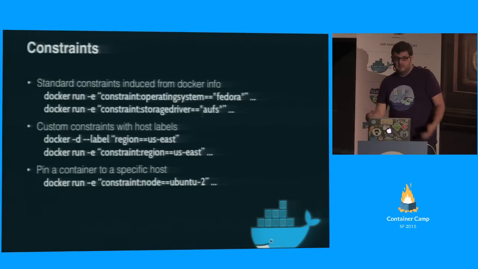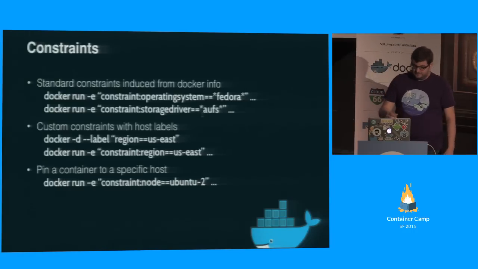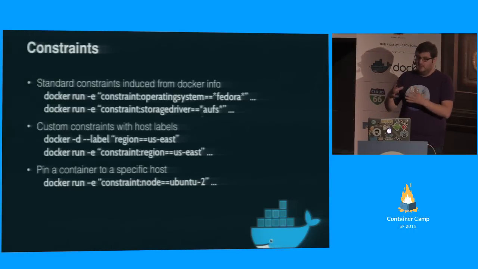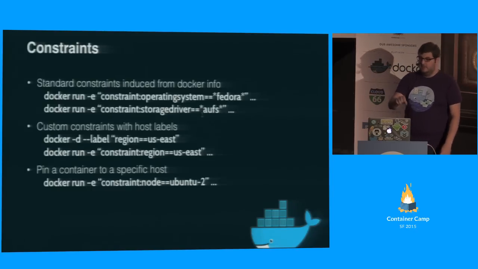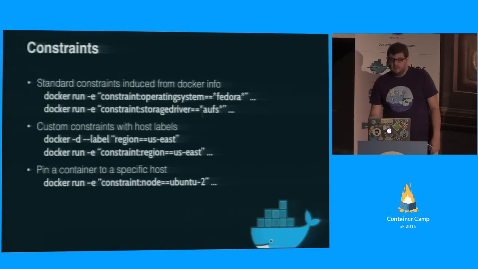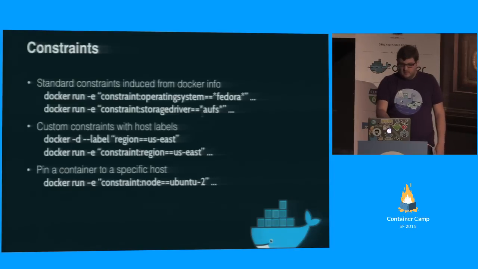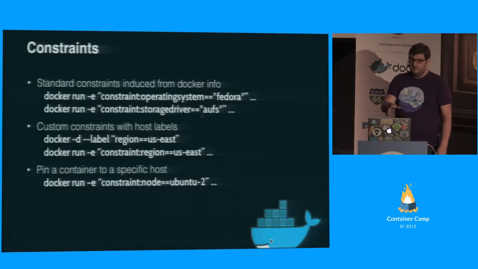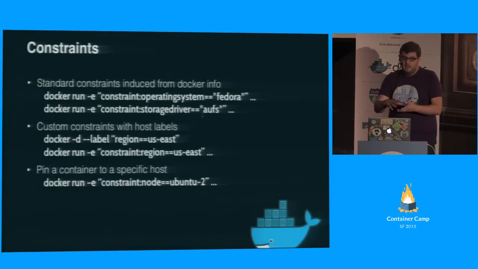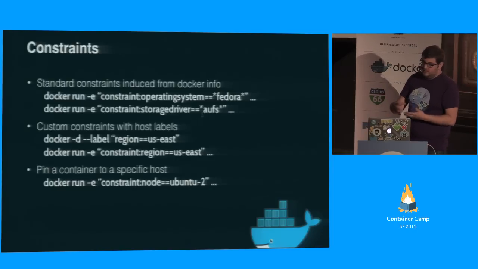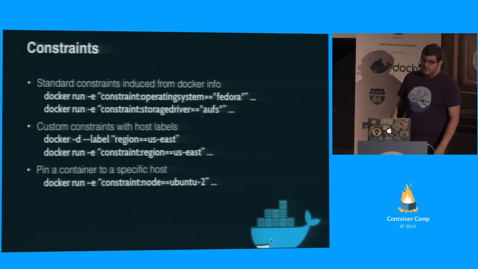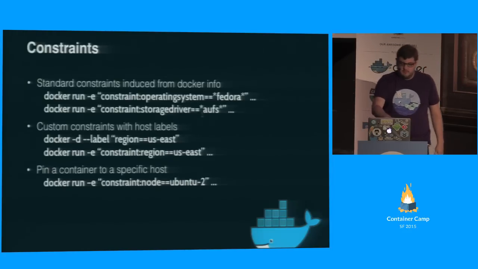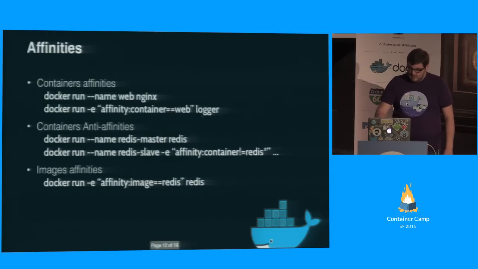And once you have done that, you can use those labels as constraints. So here in the example, we started the daemon with region equal US East, and then with -e, I just add the constraints. I want to start this container on any machine that matches the constraints region equal US East. And the last one is when you want to start a container on a specific node, you can do that with the node constraint.